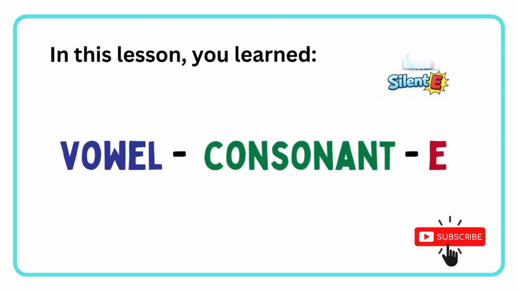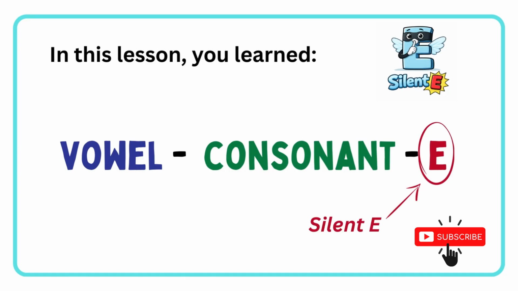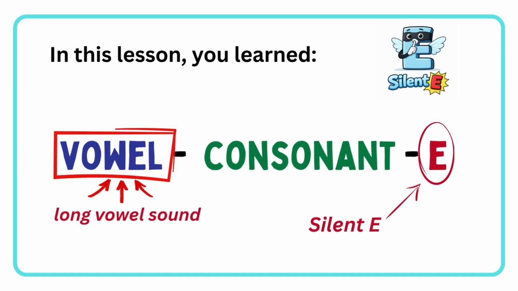In this lesson, you learned two things. When a word ends in vowel, consonant, E, the final E is silent. It is only there to tell you that the vowel before it says its long sound.